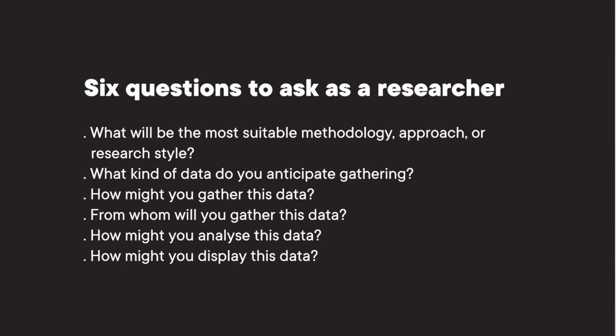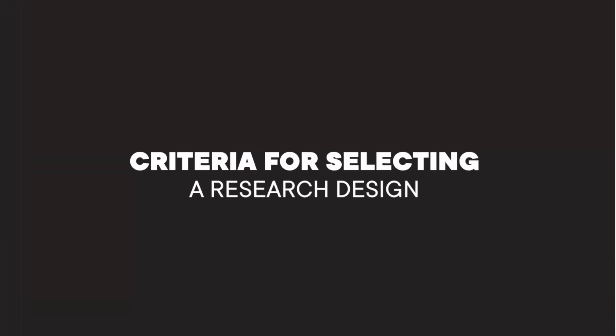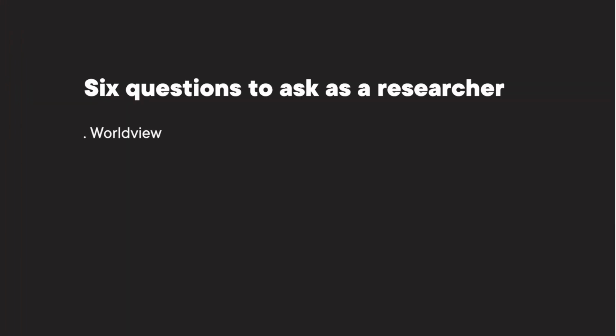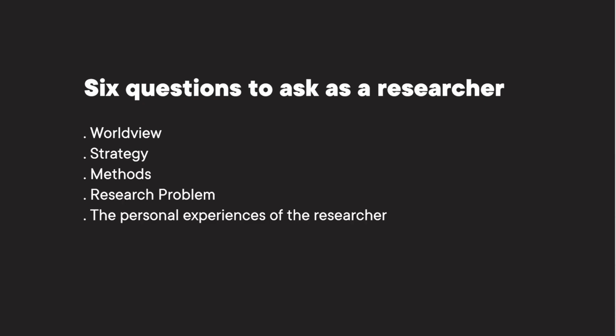Now, let's look at the criteria. Having known the selection procedure, let's look at the criteria. So given the possibility of qualitative, quantitative, or mixed method approaches, factors that affect a choice of one approach over another of the design are 6 areas. The first one is worldview, strategy, method, the research problem, the personal experience of the researcher, and the audience to whom the researcher will be reporting the information. So we'll look at the worldview, we'll look at the strategies, then we'll look at the methods.